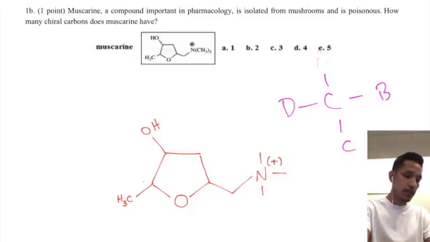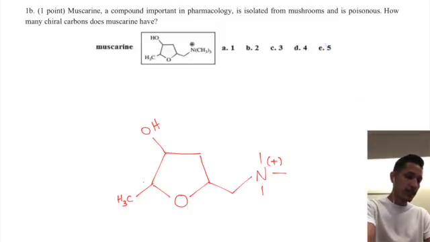Now if, let's say, a carbon was attached to 2 different compounds and it had 2 methyls, that is not a chirocarbon. If it had 2 hydrogens, like a CH2, it is not a chirocarbon. So pretty straightforward. Okay, so muscarine.